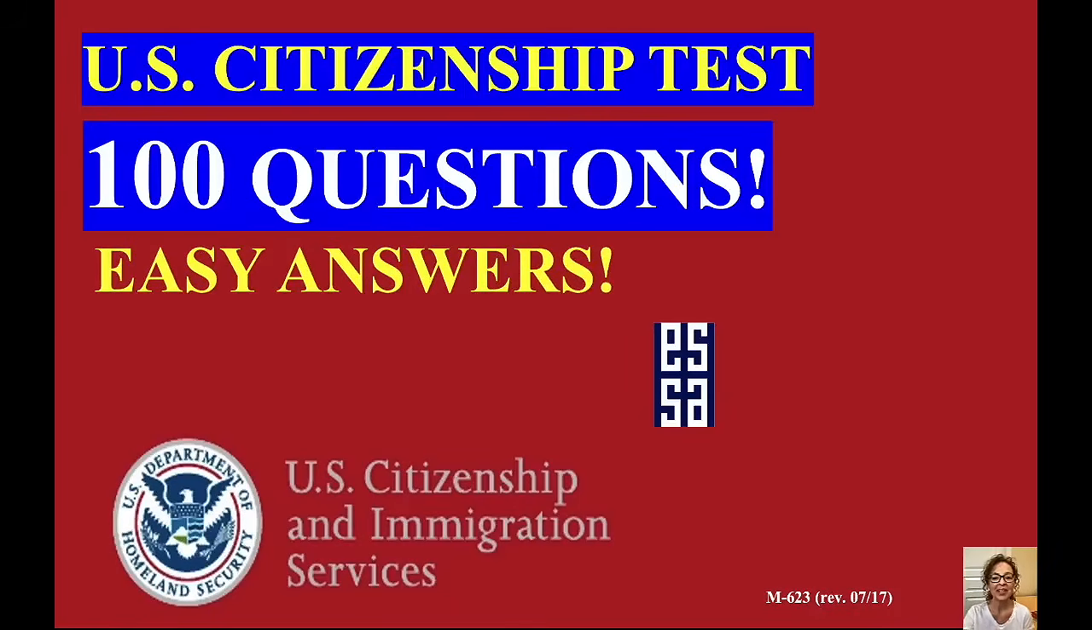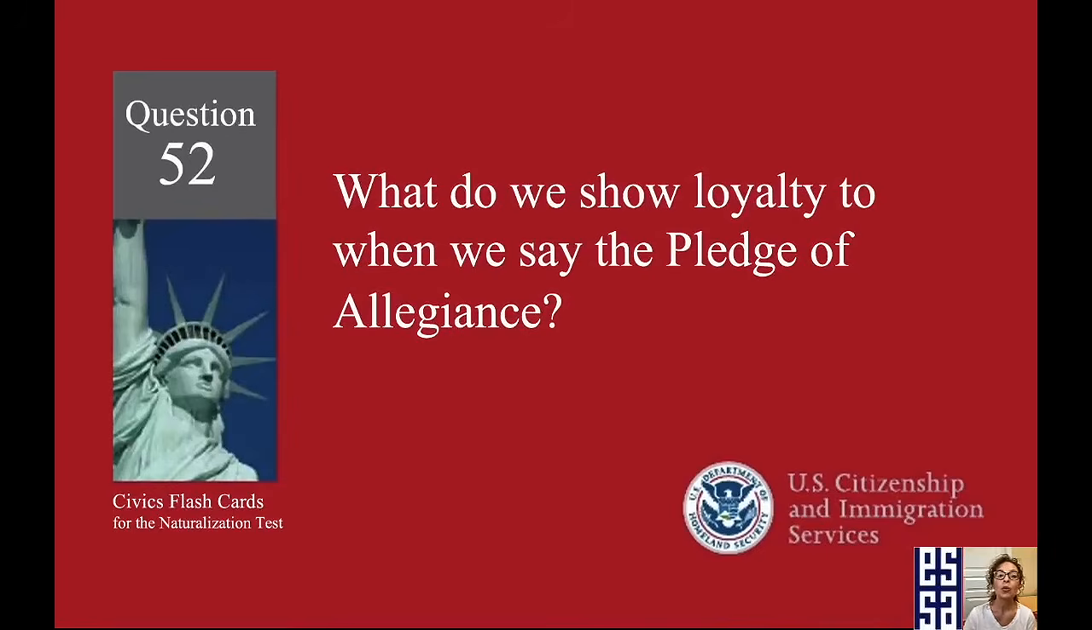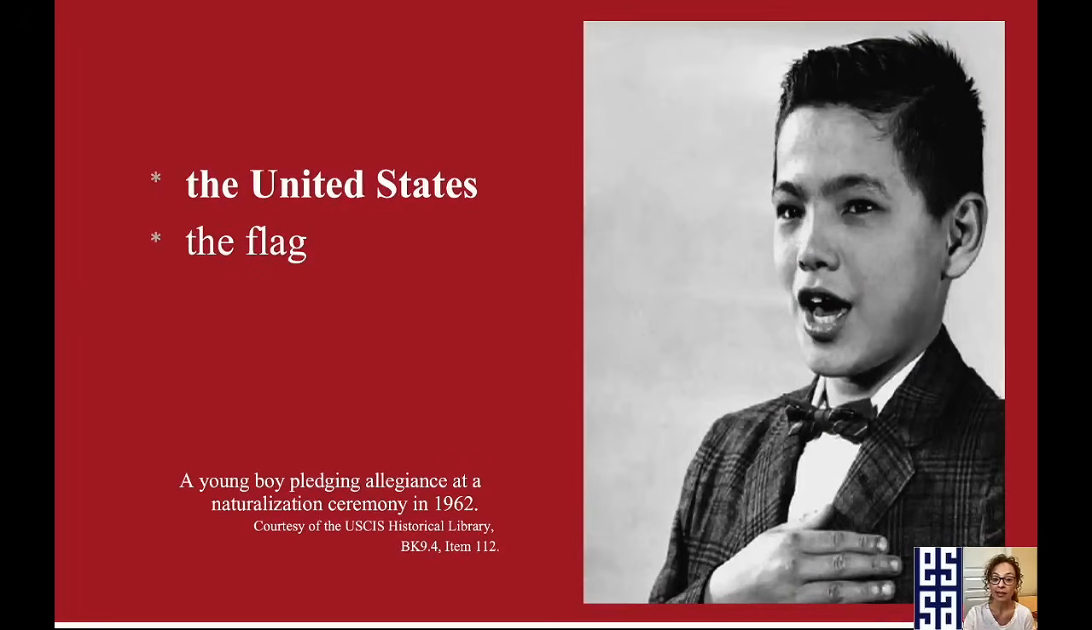Today we have another easy answer random order video for the 100 civics questions of the U.S. Citizenship test. But let's go a little bit faster this time and see how you do. Ready? First up. What do we show loyalty to when we say the Pledge of Allegiance? The United States.